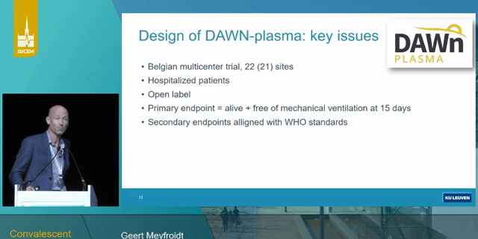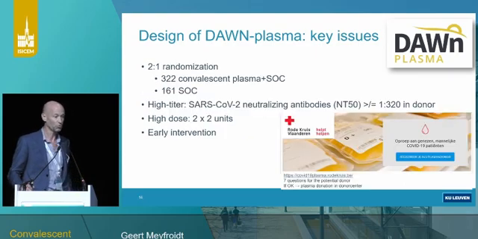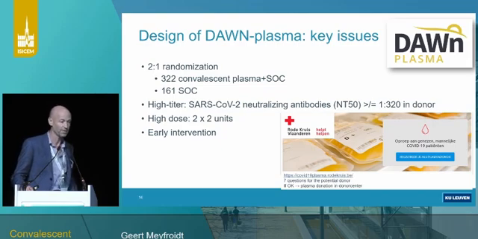We did a Belgian multi-center trial in 22 sites. We included hospitalized patients. It was an open label study, so it was not blinded, and our primary endpoint was the proportion of patients alive and free of mechanical ventilation at 15 days, and secondary endpoints were aligned with WHO standards. We had a 2-to-1 randomization, so 322 patients were planned to be randomized to plasma plus standard of care, whatever the standard of care of that moment was, and 161 only had the standard of care.